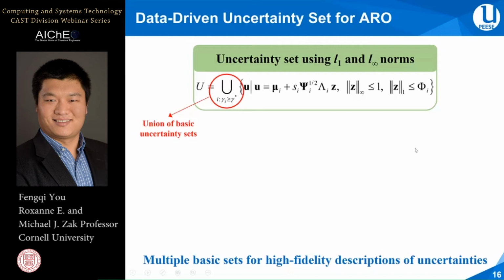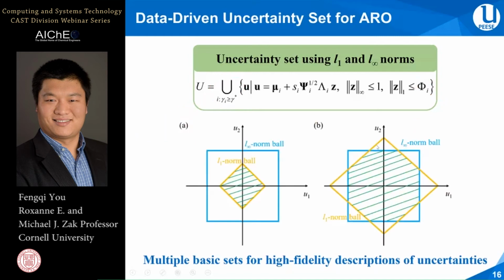Then for each specific piece, for each specific basic uncertainty set, essentially we're looking into two things. One is the L1 norm. This is essentially the budget uncertainty set. And the other one is the L infinity norm, essentially the box uncertainty set. Okay. So what does that mean? So we are looking at the intersection between the L1 norm ball and the L infinity norm ball.